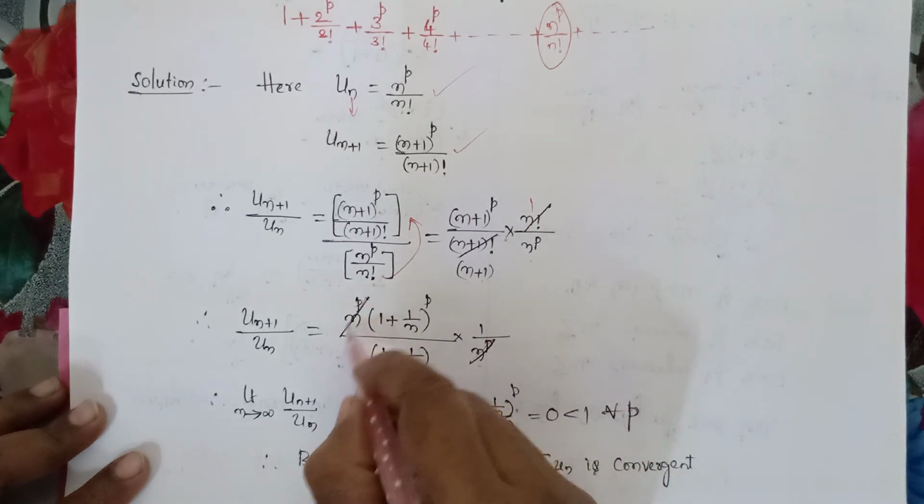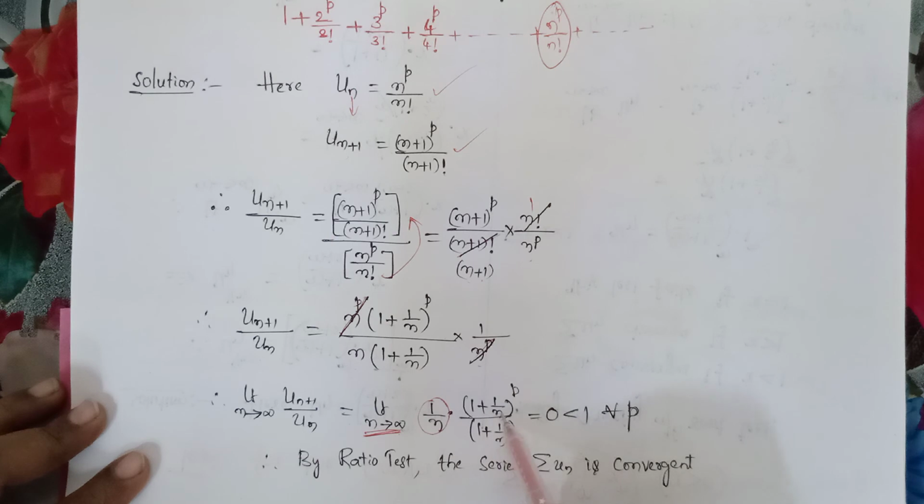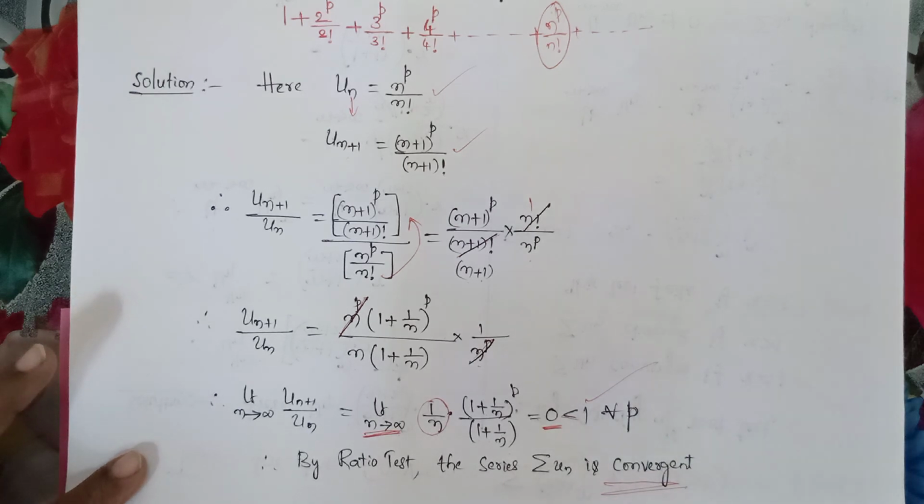Cancel n power p. Apply limit n tends to infinity on both sides. Limit n tends to infinity un plus 1 by un is equal to limit n tends to infinity 1 by n into 1 plus 1 by n whole power p by 1 plus 1 by n. As we all know, n tends to infinity is nothing but 1 by n tends to 0. This is 0. 1 plus 0 whole power p by 1 plus 0. 0 into something is 0. Therefore, we got 0. This is less than 1. Therefore, by ratio test, this series is a convergent series.